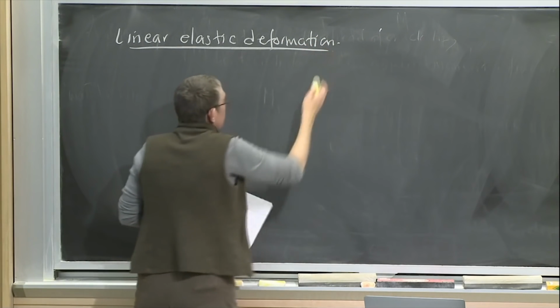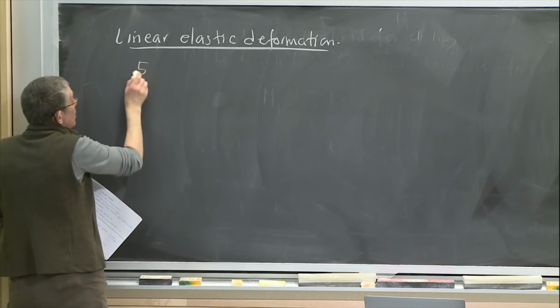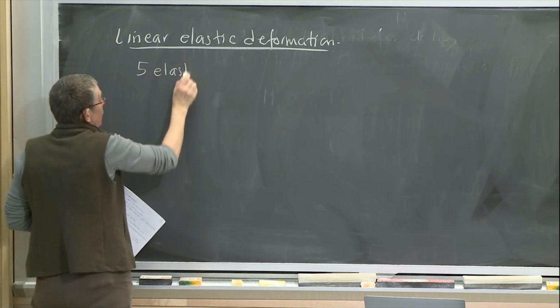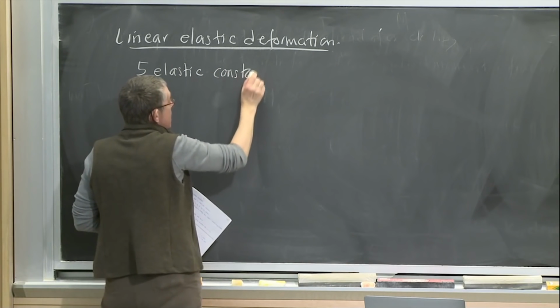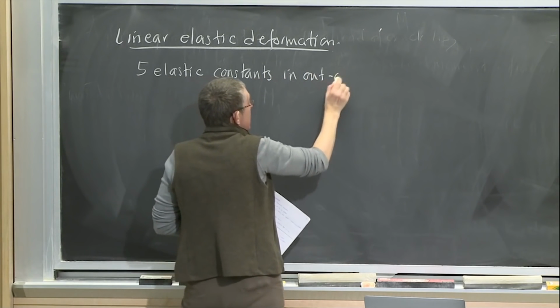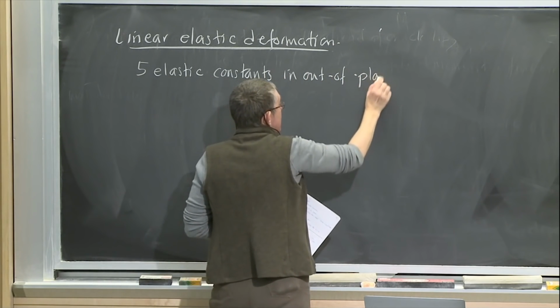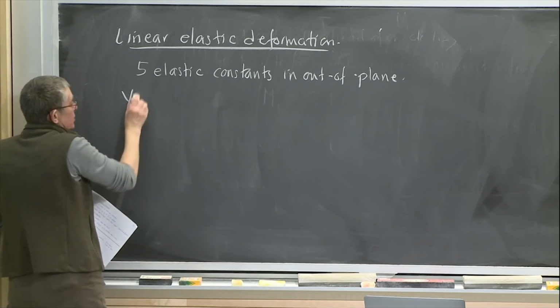Okay, so there's 5 elastic constants in the out-of-plane directions. So we'll start with the Young's modulus.